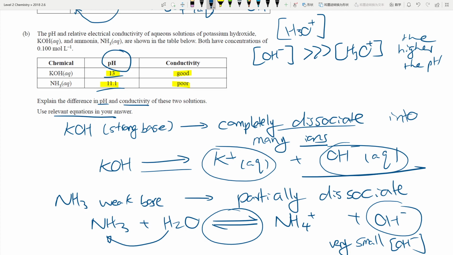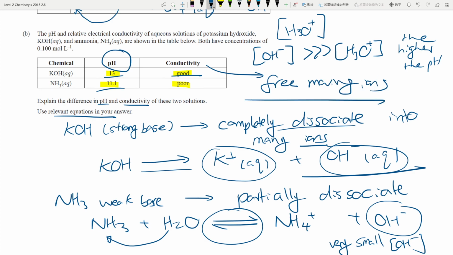Okay, now conductivity. Conductivity depends on the free moving ions. So when you have so many free moving ions in potassium and hydroxide ions, then it's obviously a better conductor, whereas your weak base, ammonia, only partially dissociates, so you simply don't make as many ions.